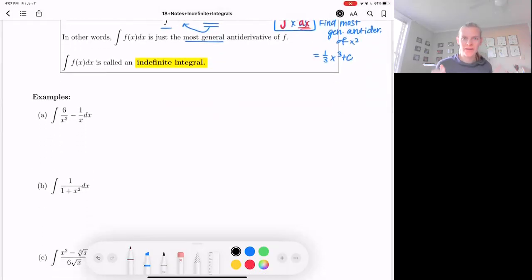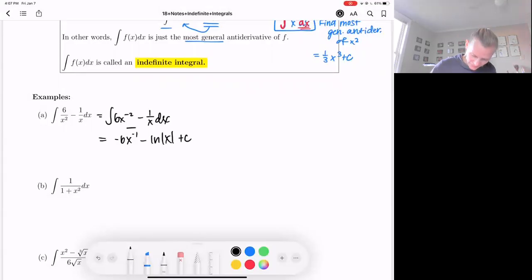Remember, all this is asking is what's the most general antiderivative. So I'm going to rewrite this one. This is 6x to the negative 2 minus 1 over x dx. The antiderivative of 6x to the negative 2: I add 1 to the exponent, so I get negative 1. I divide by negative 1, so that'll just give me negative 6 over x. 1 over x, remember that's a special case. That's just ln of the absolute value of x. And don't forget we need the plus c here because we're looking for the most general antiderivative.